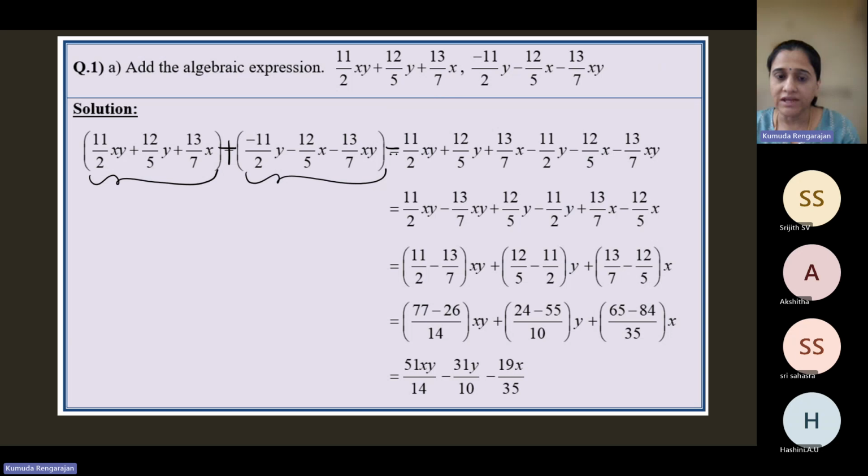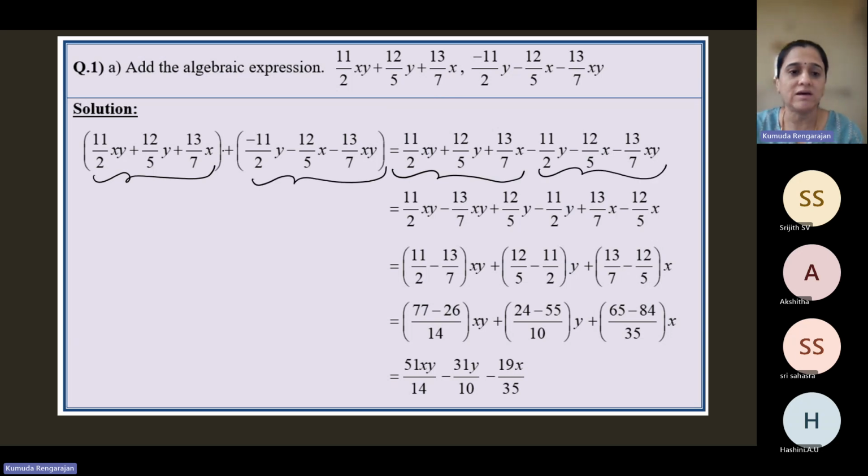Now, next step, remove the brackets. There'll be no change. Just free the terms from the bracket and write these terms as they are, because a plus sign outside the bracket will not disturb anything inside the bracket. When there's a plus sign outside, all the terms just come out as they are, with the same sign they have.